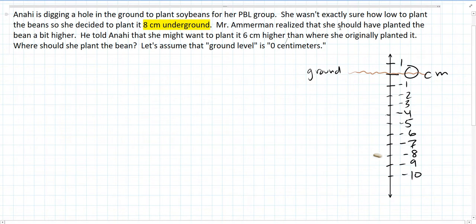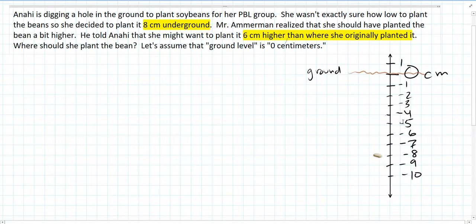Mr. Ammon realized that she should have planted the bean a little bit higher, so he told Anais that she might want to plant it 6 centimeters higher than where she originally planted it. So where should she plant the bean? And we're going to go ahead and assume that ground level is at 0 centimeters.